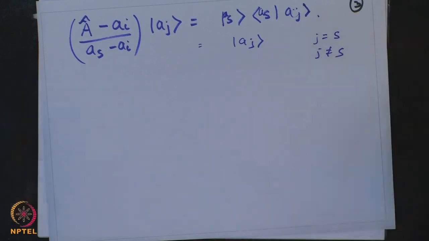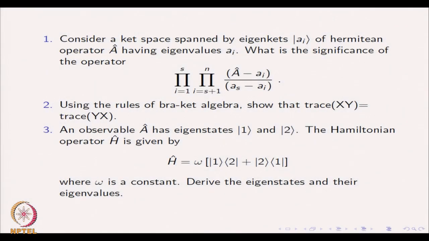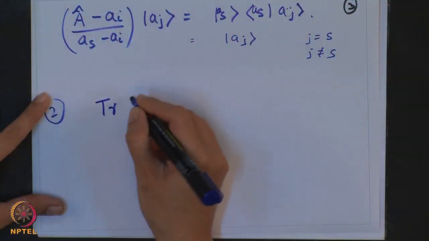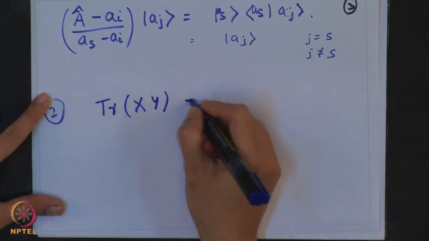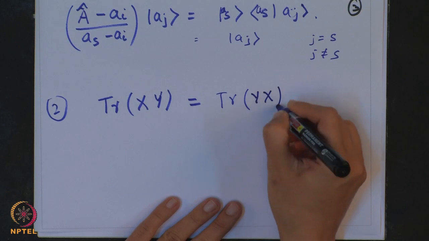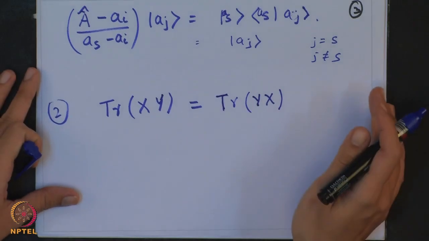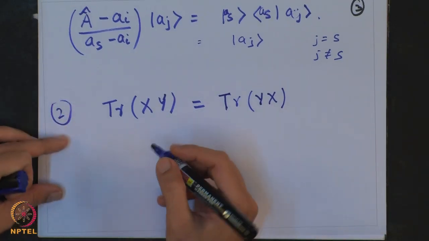Now, in problem 2, this is an exercise for you to get hands on Bra and Ket notation. You have to use Bra and Ket notation to prove that the trace of x times y is equal to trace of y times x. This is what we have to prove. So in this we will use Bra-Ket notation.